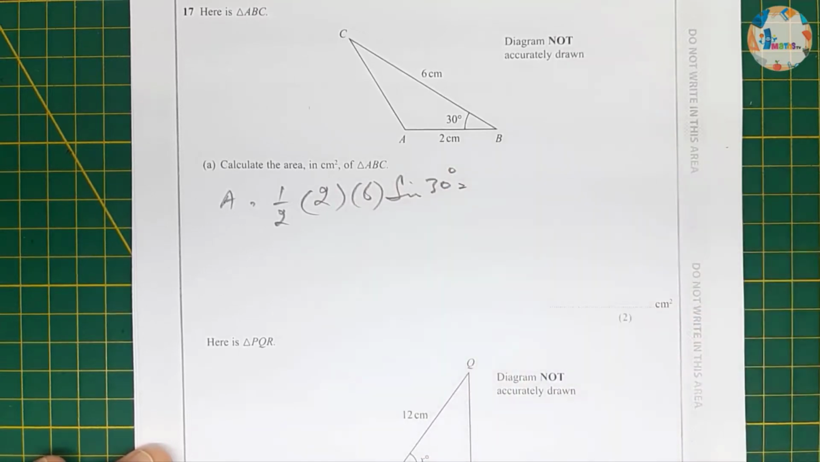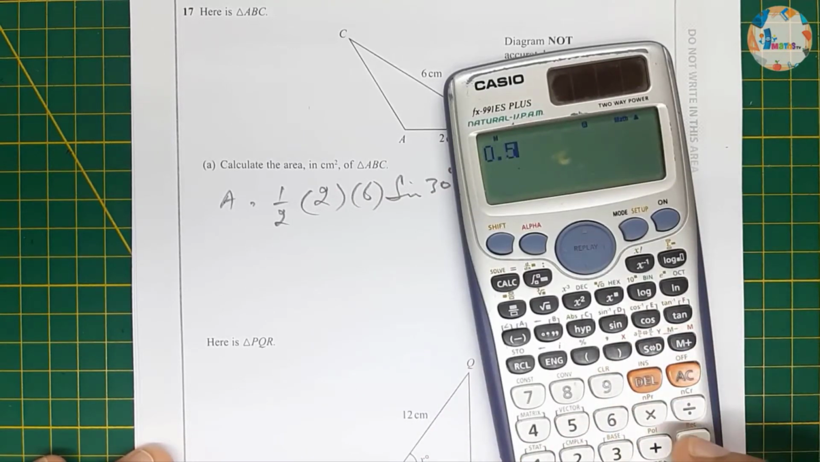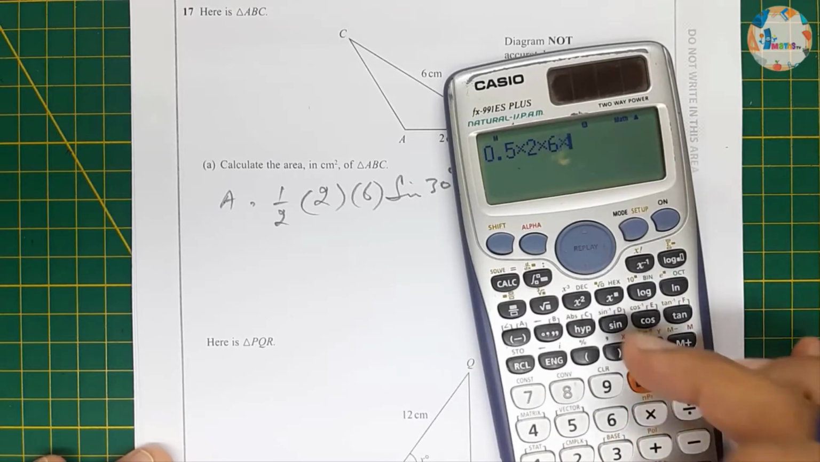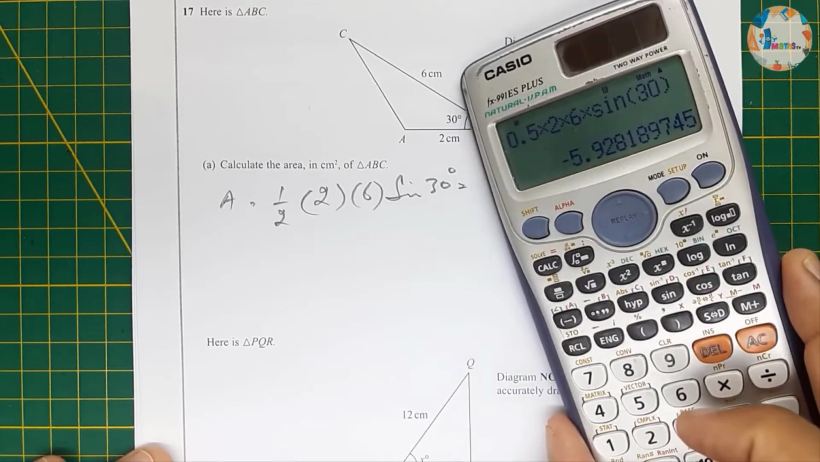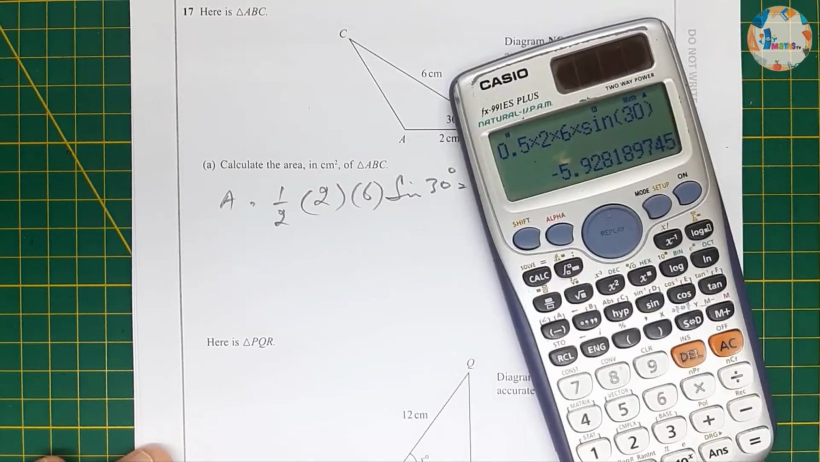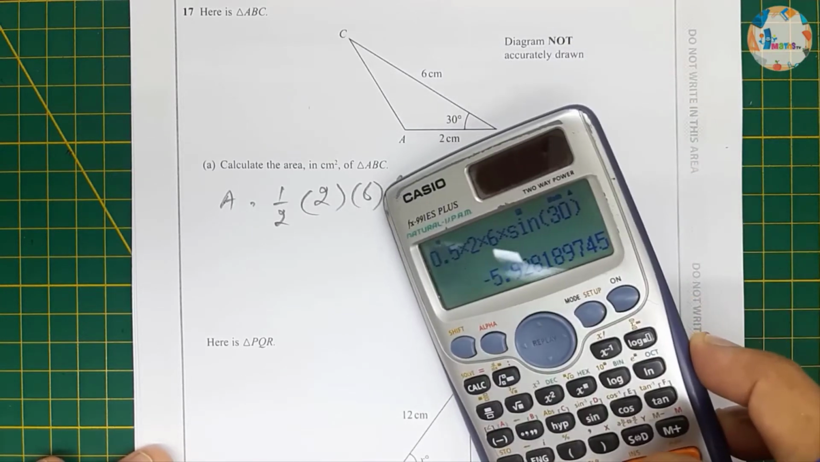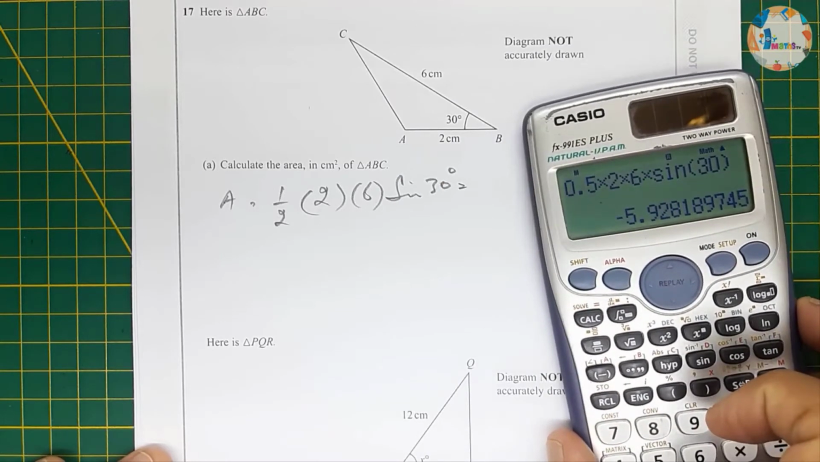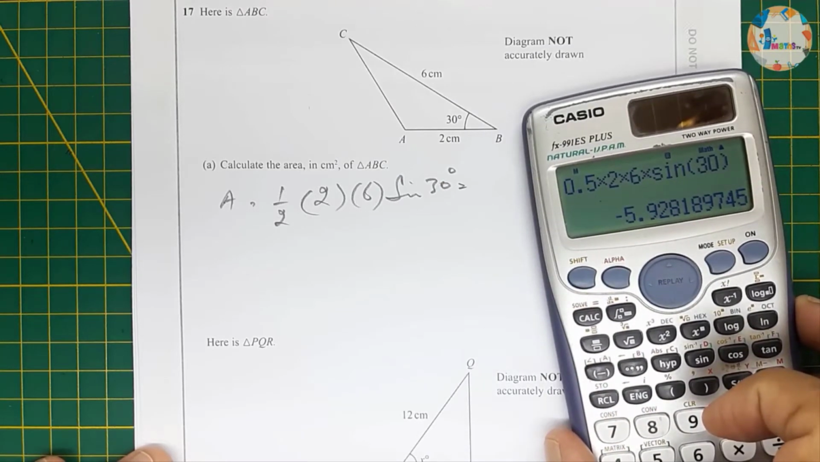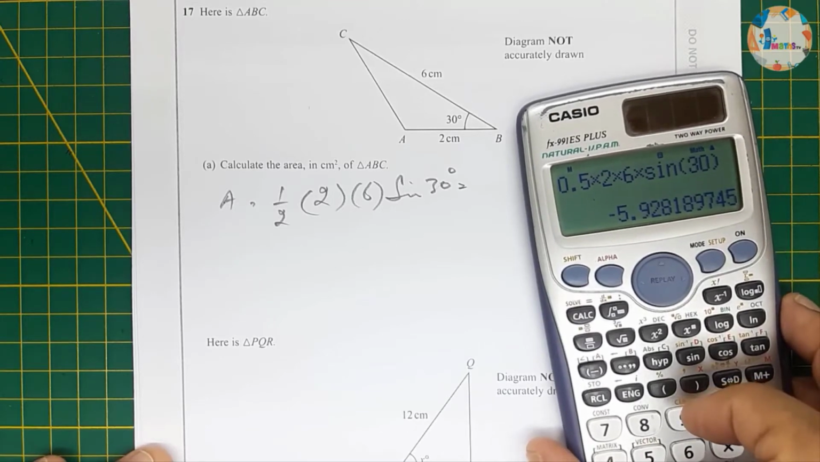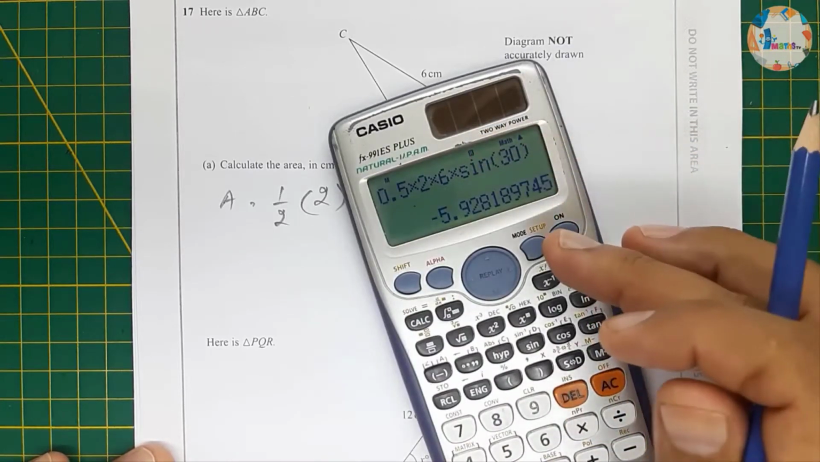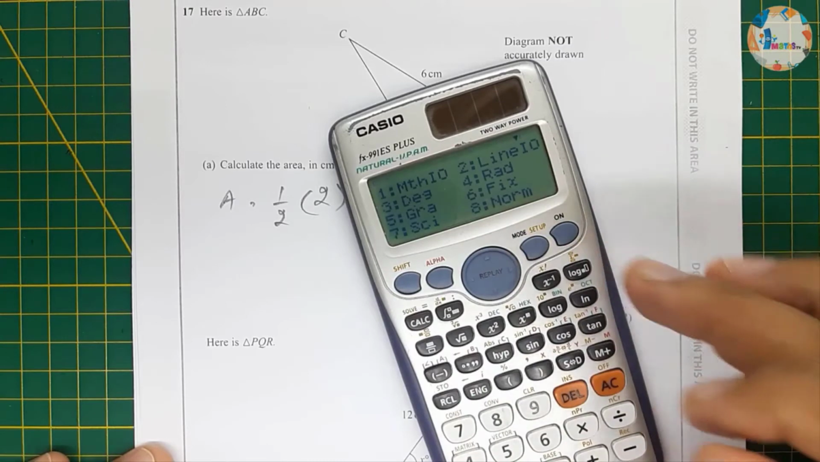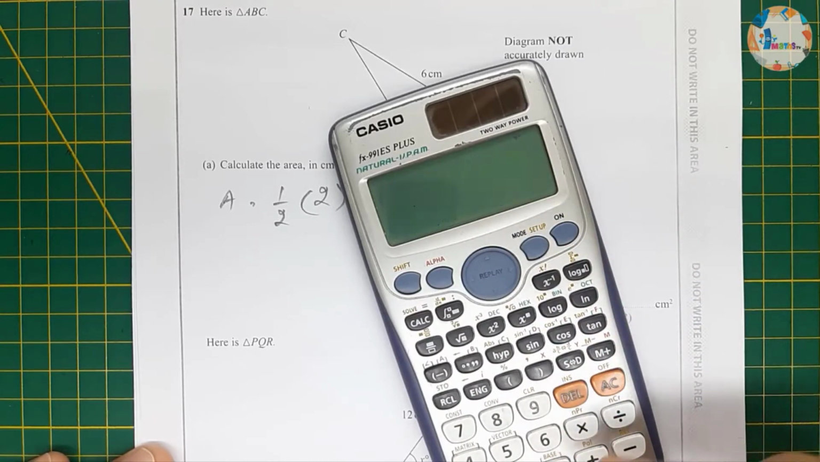So this will be equal to 1 by 2, 0.5 into 2 into 6 multiplied by sine 30 degree. This gives us a negative answer, but it cannot be negative. So we will check, maybe we have made some mistake. This is 2 and 6 and sine of 30. The calculator is in radian mode, so we have to check first. It should be in shift mode and in degrees.